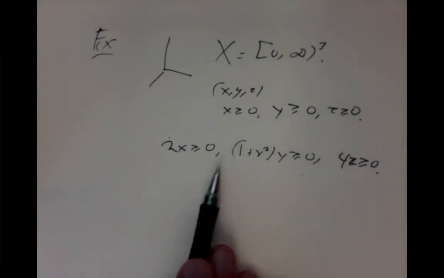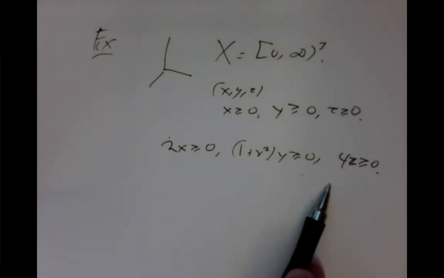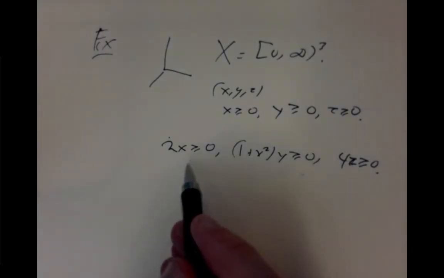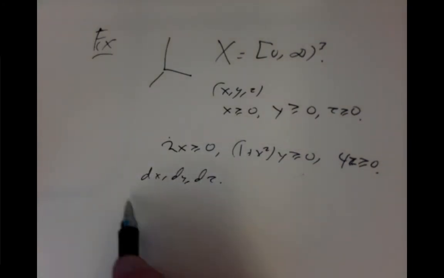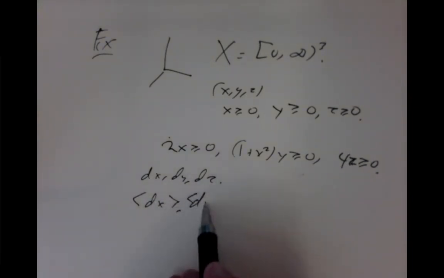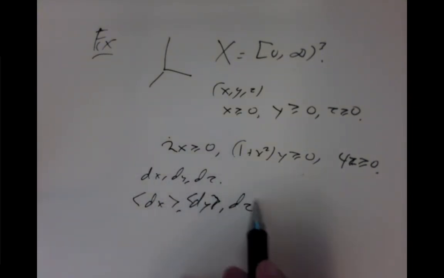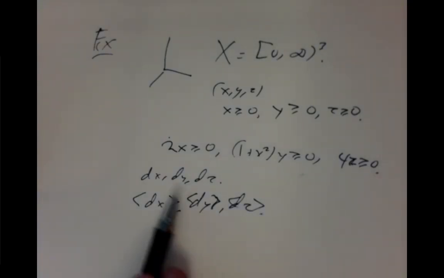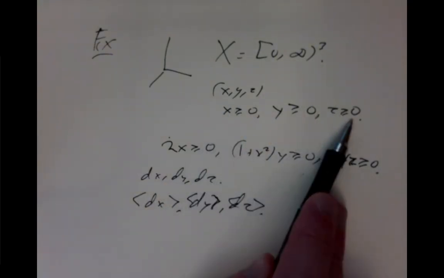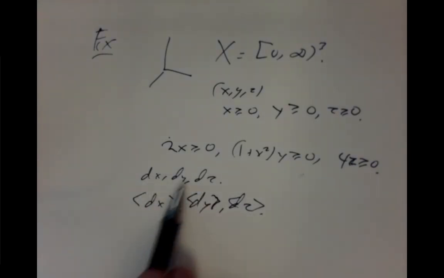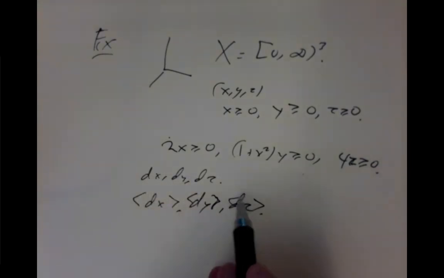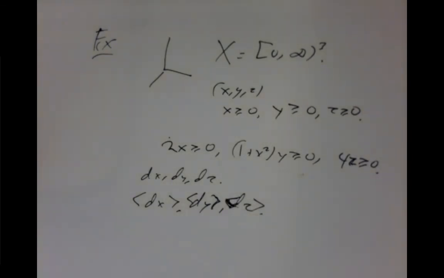And so these inequalities should be thought of as the same inequalities. That means I don't want to think about dx, dy, and dz as being co-walls, but I want to think of their positive rescalings. So I'll write dx, dy, and dz to mean the rays generated by them. You take the inequalities that cut out your object, you take their differentials, but you don't just hold on to those as covectors, you allow possible positive rescalings of the covectors. And that gives you coordinate independent information about the inequalities.